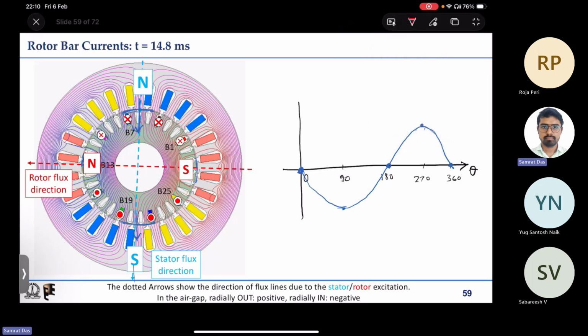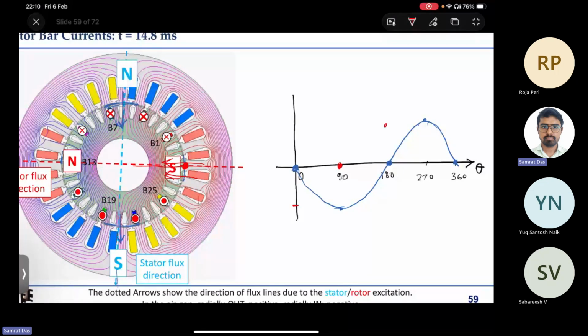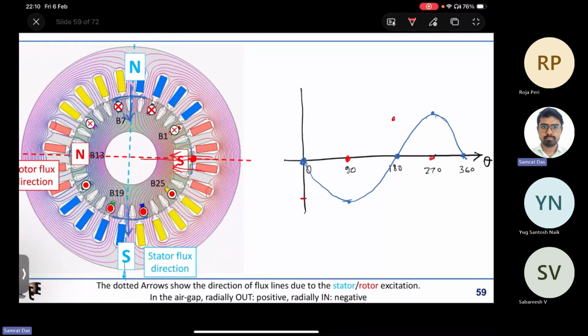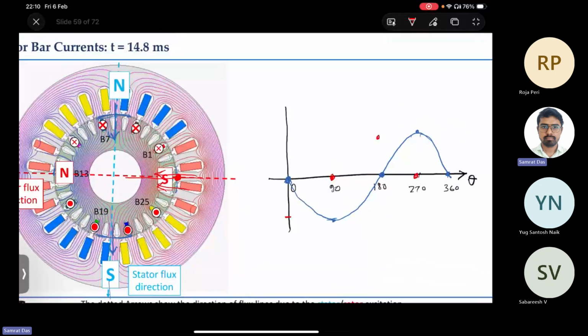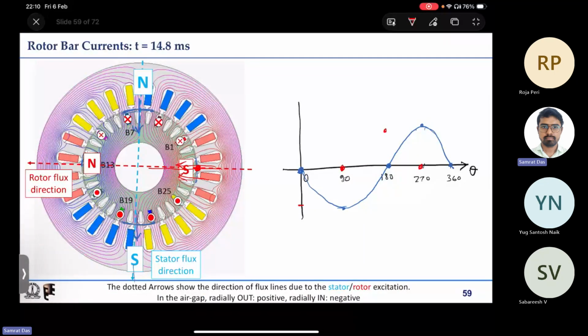and if I draw the rotor field at 0 degree, what is the rotor field? Rotor flux direction is right to left, so here it is radially inward, so of course it is negative here. Then 90 degree it will be 0, 180 degree it will be positive, 270 degree it's 0, 360 degree it is again negative.